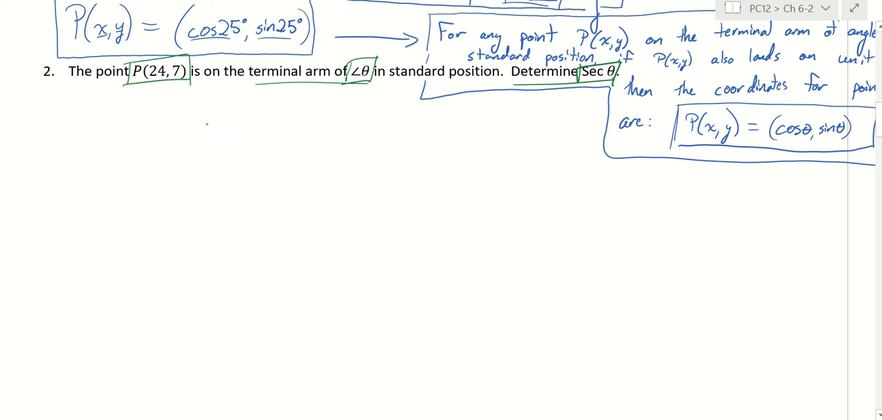of theta. As a reminder, secant of theta is really just the reciprocal of cosine of theta. And if cosine of theta is x over r, secant of theta must be r over x. So this is what we have to find. This is our goal, right?